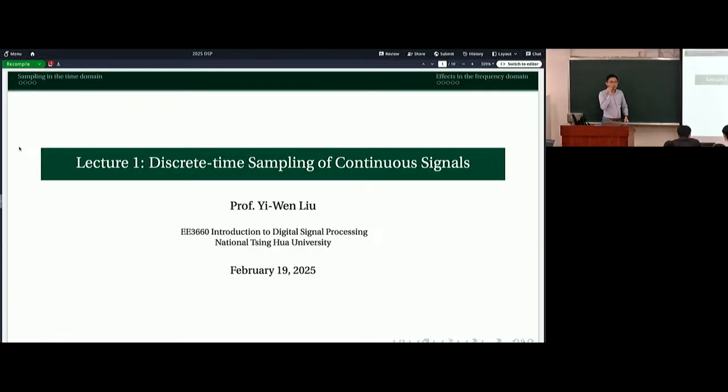Thanks for sticking with me for this second hour. Starting right now, we are going to talk about the first topic, which is to sample a signal, sample being a verb. To sample a signal from continuous time to discrete time. So we talk about discrete time sampling of continuous signals.